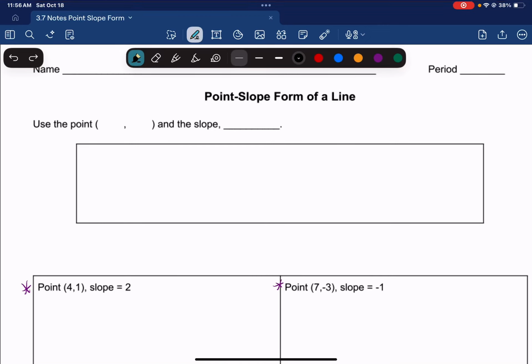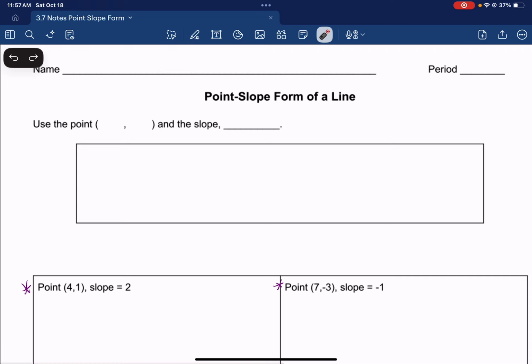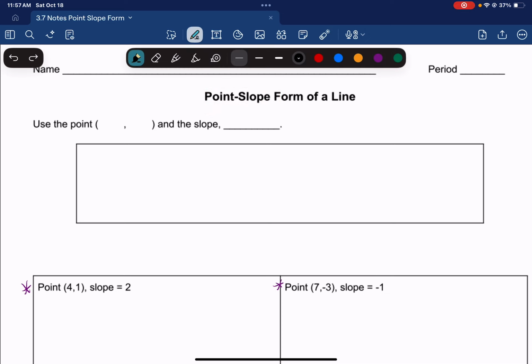Point-slope form of a line. So if you're given a point and a slope, you can write the equation of a line in something that we call point-slope form. I know, very creative. So the first thing that I always want you guys to do is make sure you label your given point x1 and y1. And those subscripts are very important. So remember to always use those.